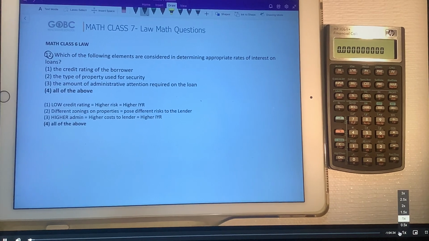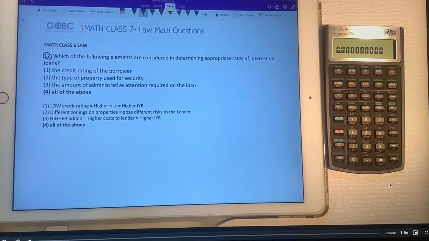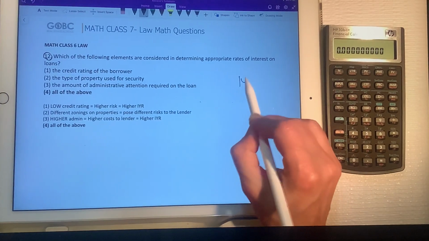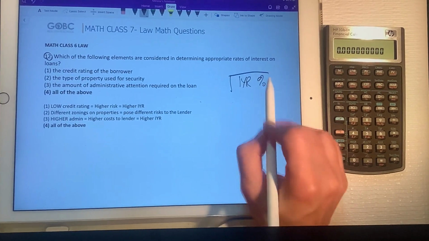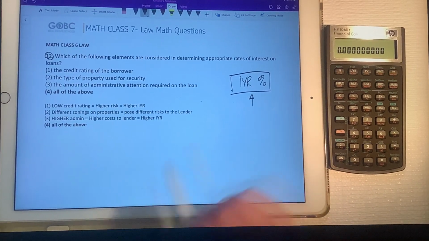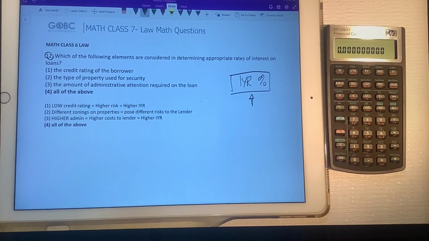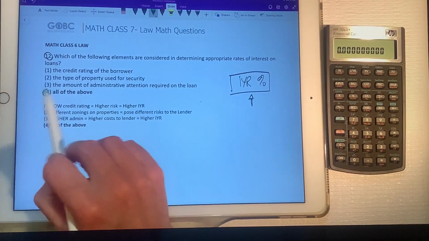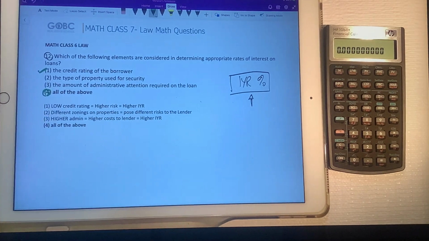So for this one here, this is about all of the elements that are considered in determining appropriate rates of interest on loans. So this is talking about that IYR percentage. So what is a lender going to look at in order to decide how much to charge you? Are they going to give you the best rate possible, or are they going to bump that rate up a little bit depending on what they find? So the answer for this one is all of the above, because the lender will look at your credit rating.